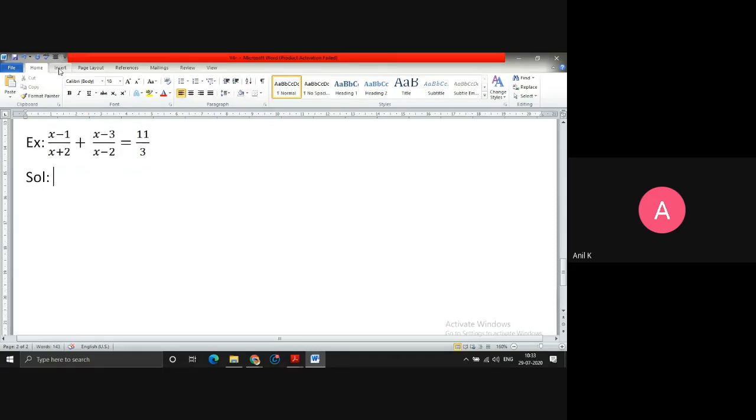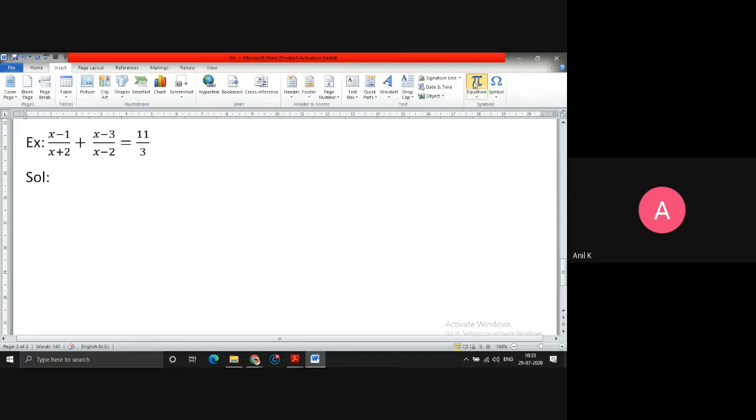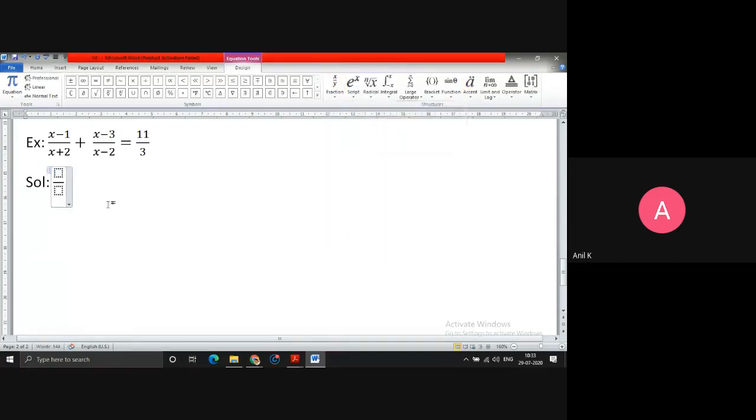So these are very easy questions, but they look very dangerous in appearance. Now, as usual, what I do is I'll go for the LCM of the denominators. In all such types of questions, for the LCM, just take the product of both the denominators. Nothing to think much. x plus 2 into x minus 2. The product of both the denominators will be your LCM.